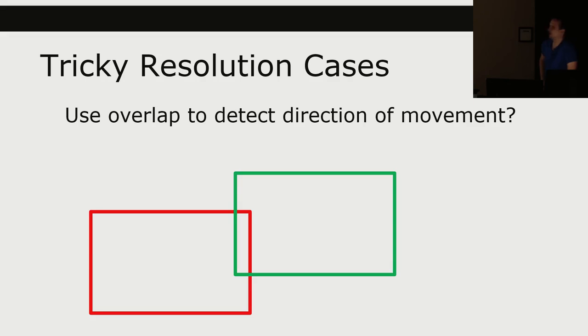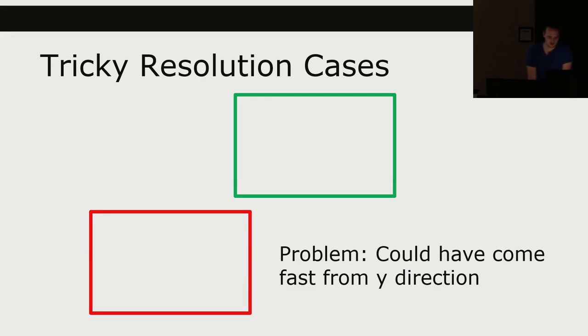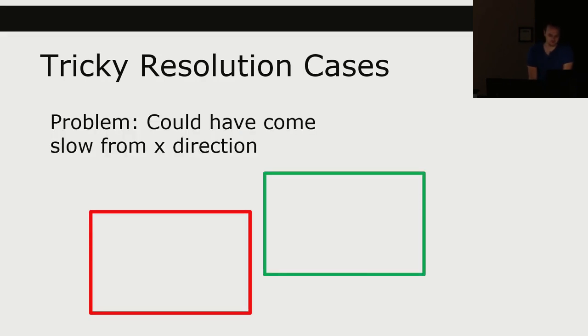The right? Okay, I guess go. Both of you said right. One said right and one said top, I think. Well, we don't know. It could be either one. If it was moving really fast, it could have come from the top. If it was moving slower, it could have come from the right. So it could have come from the y direction if it was going fast. It could have come from the x direction if it was going slow.